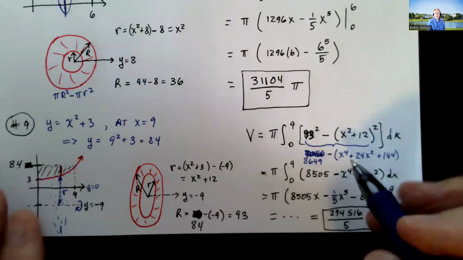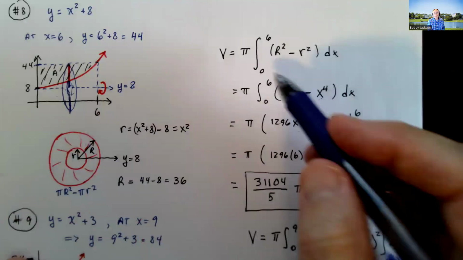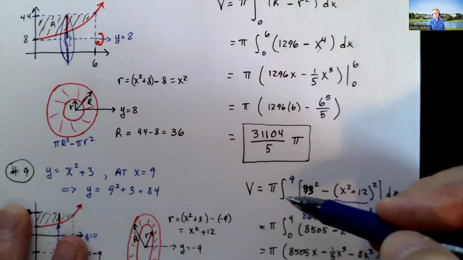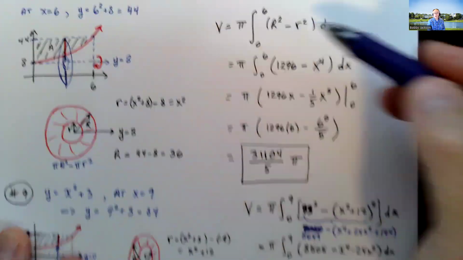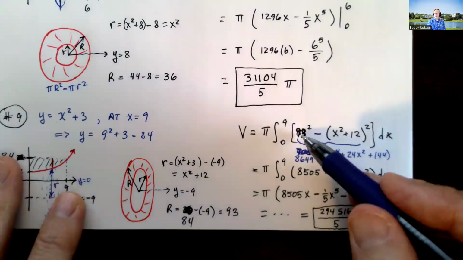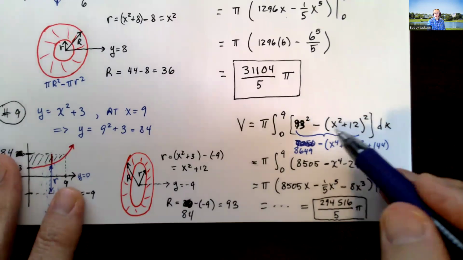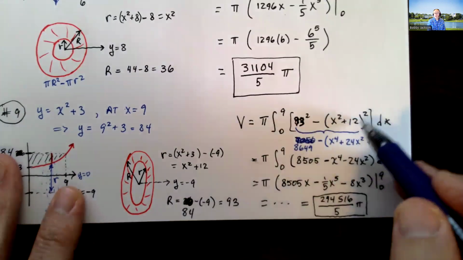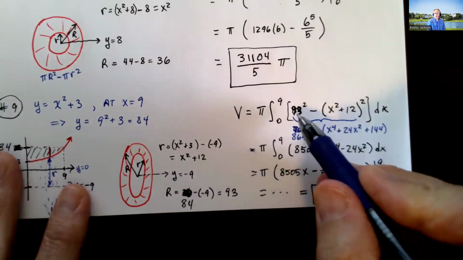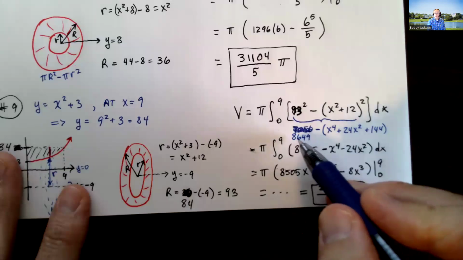So again, we've got the same setup. We've got pi. This time we're integrating from 0 to 9. Big R squared minus little r squared. So big R squared here is 93 squared minus little r squared, x squared plus 12 squared. So doing a little work, square 93. I messed up the first time, apparently.